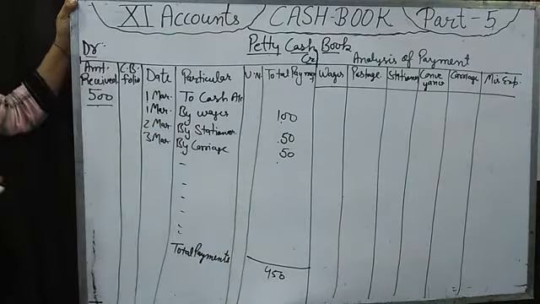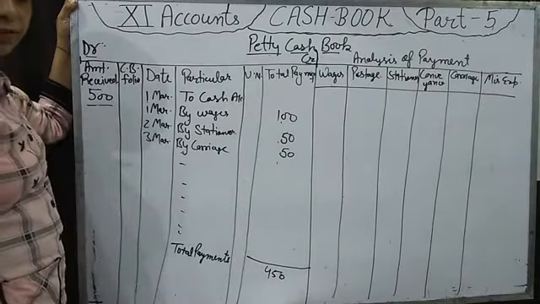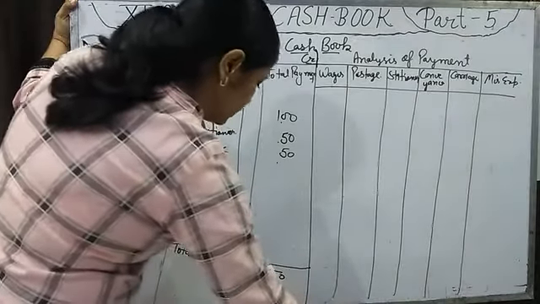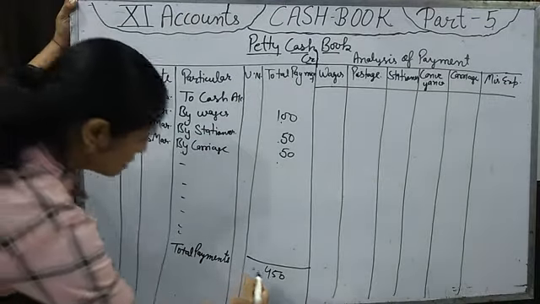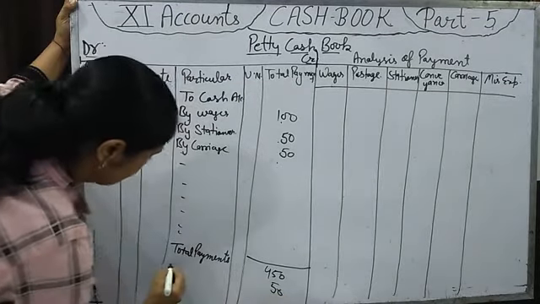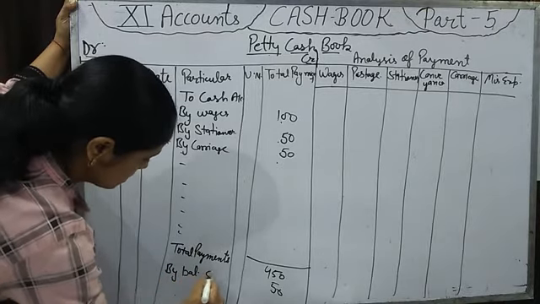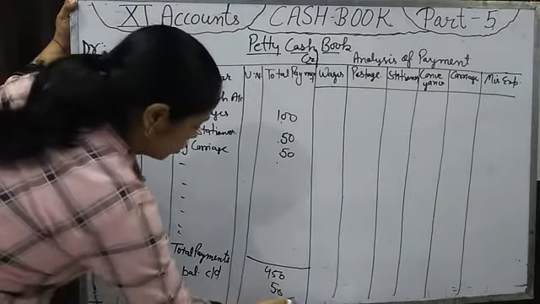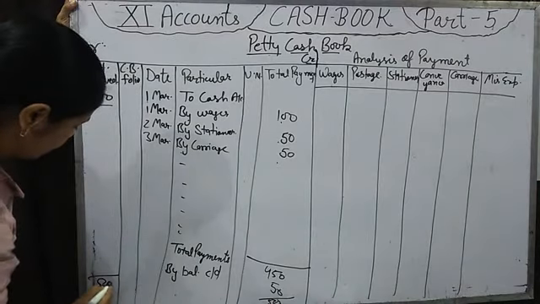Fine. Now we will find out the balance. 500 minus 450. Balance is rupees 50. How much balance are we having? Rupees 50. What will we write here? By balance carried down. Now the total is 500 and here also the total is 500.